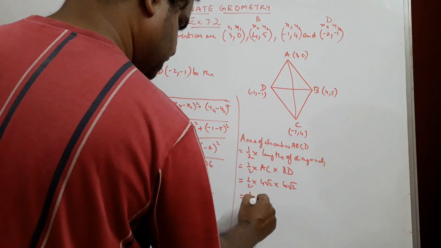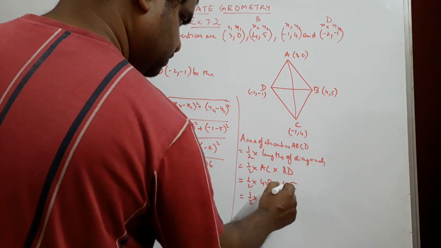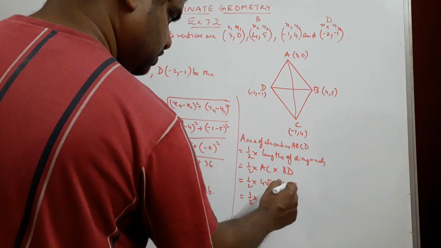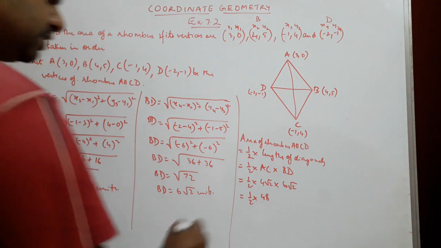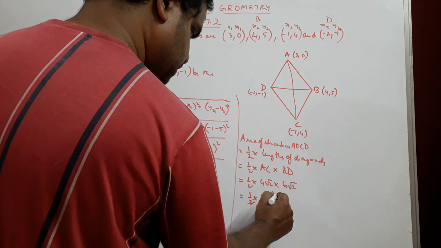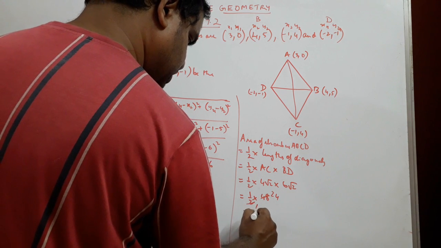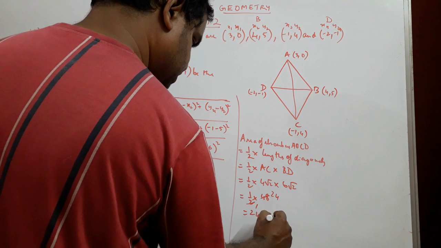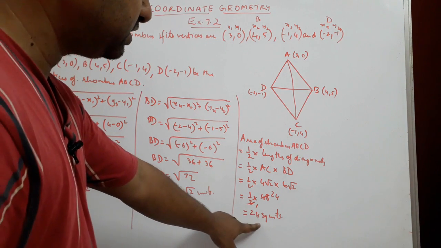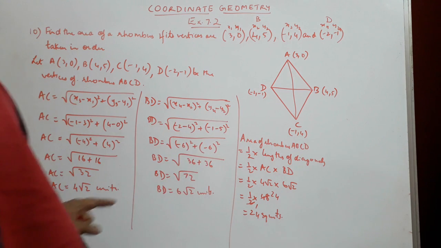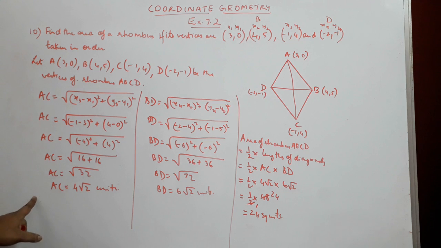Now I'll keep the half that way. 4 into 6 gives us 24, and root 2 into root 2 gives us 2. So 2 into 24 gives us 48, and half of that gives us 24 square units. Remember, it has to be square units and not units like this. These are just ordinary lengths, but this is an area that we are looking to find out. So that is how we find out the area of the rhombus.